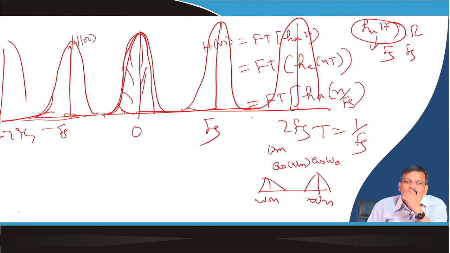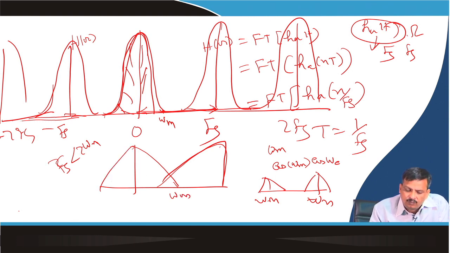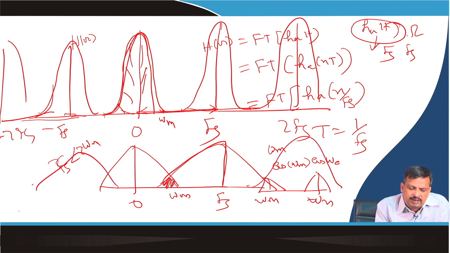Now, if you see this length 0 to Fs, this distance, and this is my omega m. If Fs is less than twice omega m, what will happen? This kind of thing will result. This is omega m, this is Fs, this is 0. So there will be an aliasing effect on both sides. Another repetition will be on this side and another on this side at minus Fs. So there will be an aliasing effect.